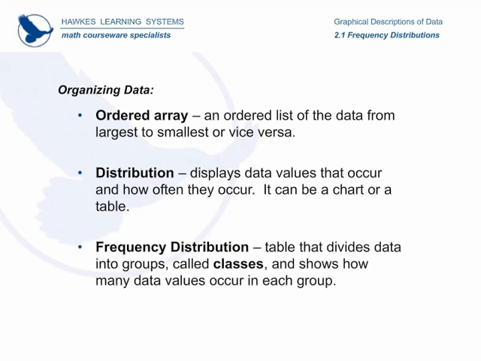Then we have the frequency distribution, and that's a table that divides data into groups called classes and shows how many data values occur in each group, and that would be the frequency of the data occurrence. Lastly, we have frequency, designated with the letter f, and that's the number of data values in a class.